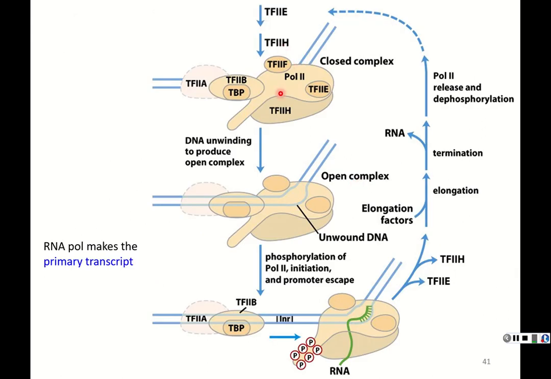Right, so we get our binding first of all. TFIIH opens that unwound DNA. Now it's an open complex. It phosphorylates polymerase 2. It can then detach from these other transcription factors and actually start polymerizing and making our messenger RNA. That will continue, so that'll be the elongation phase, and then finally it reaches a termination sequence and stops, and our messenger RNA is released.